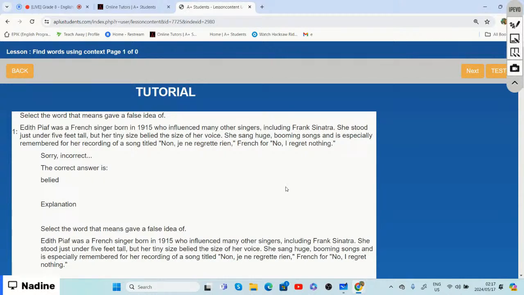All right, so Edith Piaf was a French singer born in 1915 who influenced many other singers, including Frank Sinatra. She stood just under 5 feet tall, but her tiny size belied the size of her voice. She sang huge, booming songs and is especially remembered for her recording of a song, Non, je ne regrette rien, which is French for no, I regret nothing.